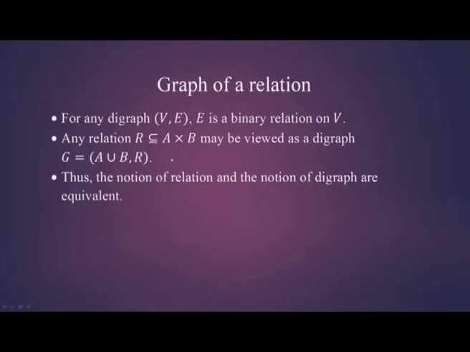consider R not as a subset of A cross B, but a subset of A union B cross A union B, and it is not difficult to see that a subset of A cross B can be embedded in a subset of A union B cross A union B, and thus from there we can get the digraph corresponding to the relation from A to B.